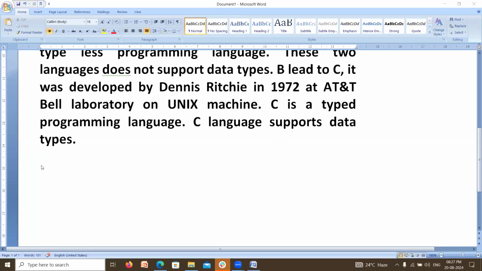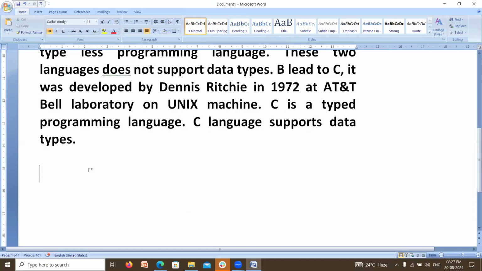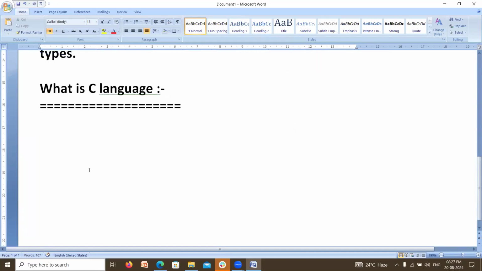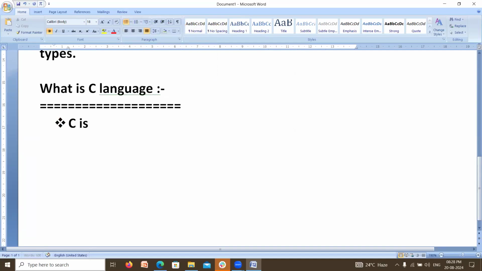Thank you. Okay, right. Now, friends, it is about the history of the C programming language. Now I am going to explain what is C language. When you get a question in an interview, what is C language, what do you have to speak? The first point: C is a typed programming language.